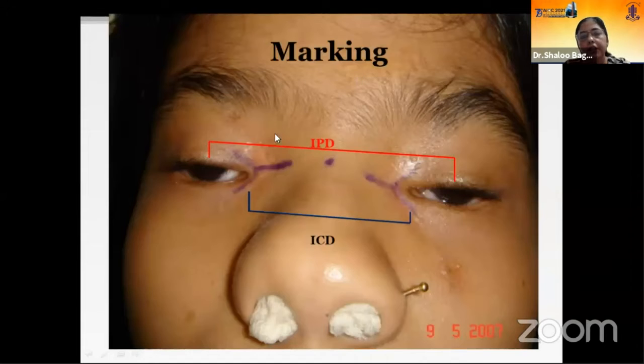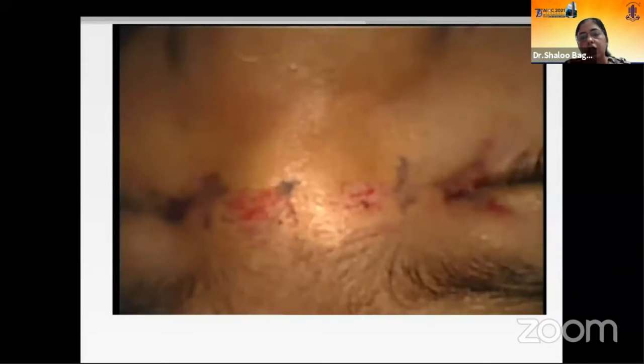The most important step is the measurement and marking. We need to measure the interpupillary distance and the intercanthal distance, which should be half of the IPD. The correction we want to do should be divided between both the eyes on both the sides. And we should aim for slight overcorrection because there may be a slight regression. Here we have done the Y marking, which will be closed as a V.